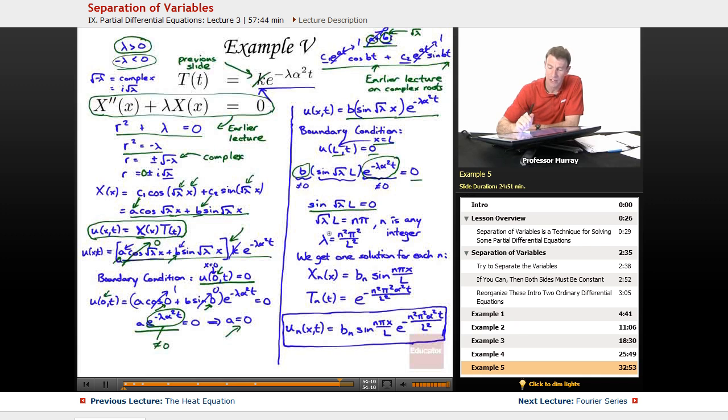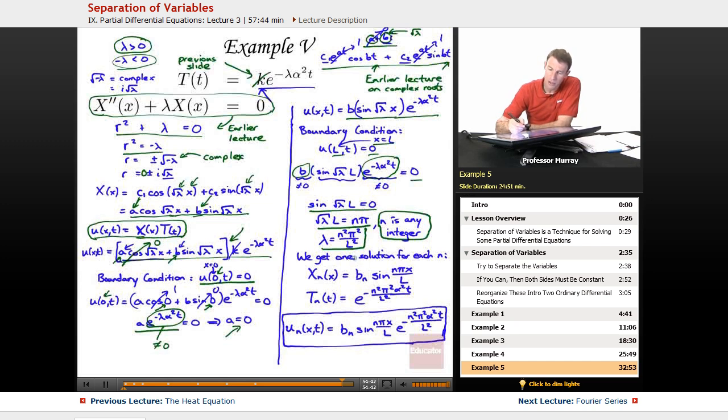And so if sine is equal to 0, I have to think about what angles have sine 0. I remember that sine of any integer multiple of pi is equal to 0. So that means root lambda L must be n pi for some integer n. And actually this works no matter what n is, as long as it's an integer. So we're going to get a whole family of solutions with different integers. If I solve for lambda, I get lambda is n squared pi squared over L squared.